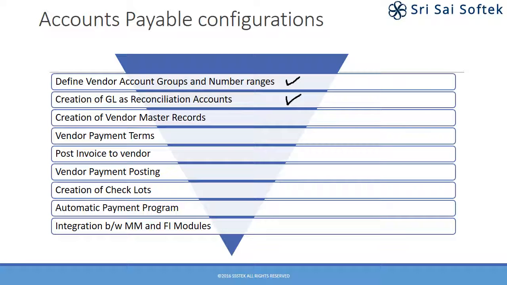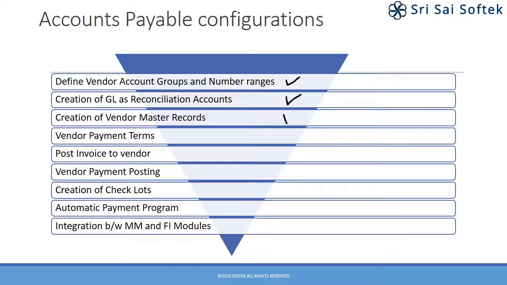We then need to create what are called reconciliation accounts in GL. A reconciliation account is nothing but a bridge between the subsidiary ledger of the vendor and the general ledger. Every vendor master record will have a reconciliation account to which all the transactions pertaining to that vendor will be posted. These are usually in classical terms called sundry creditors accounts.